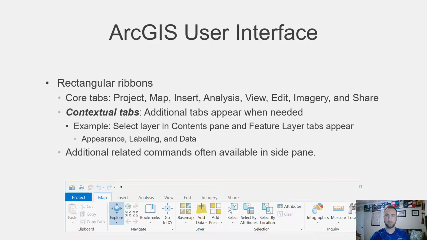So across the top, we'll see core tabs: project, map, insert, analysis, view, edit, imagery, and share. Those are your core tabs. There are others, which are known as contextual tabs. Those are tabs that appear in certain contexts. Examples of those, like if you're changing the symbology or labels, things like that, you'll see an appearance or label or data tab that will show up in certain contexts.